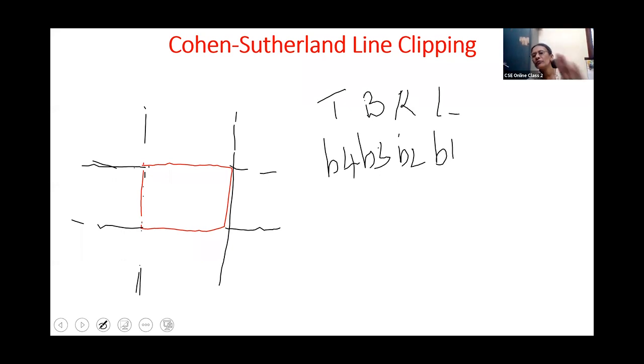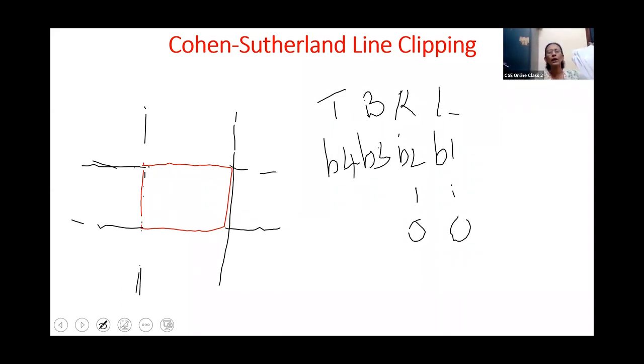Now if the point is to the left of the left boundary, bit 1 will be set to 1. If the point is not to the left of the left boundary, then it is set to 0. Bit 2 will be set to 1 if the point is to the right of the right boundary. If the point is not to the right of the right boundary, it will be set to 0, and so on. We will give the codes for each of the regions, then it will be clear.